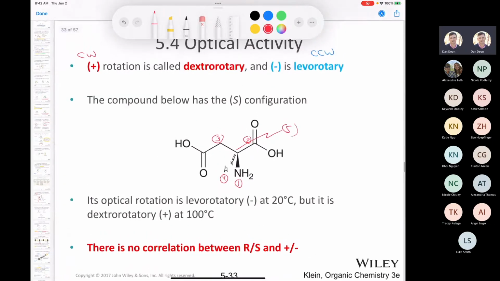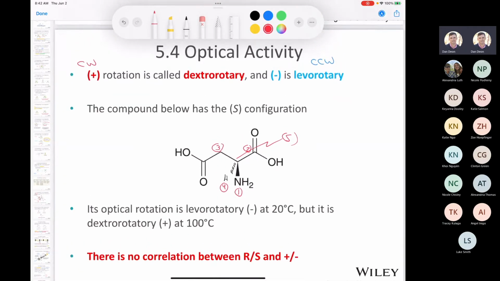Okay, well, check this out. It says the optical rotation of this compound, which has one stereocenter and is S, is levorotatory or negative at 20 degrees Celsius, but at 100 degrees Celsius, it's positive. Thus, the optical rotation, whether it's positive or negative, is temperature dependent. But the biggest truth bomb is this one here. Students always want to connect R and S with positive and negative. They say, well, if it's S, it must be negative. If it's R, it must be positive. The bottom line is there's no correlation between the two.